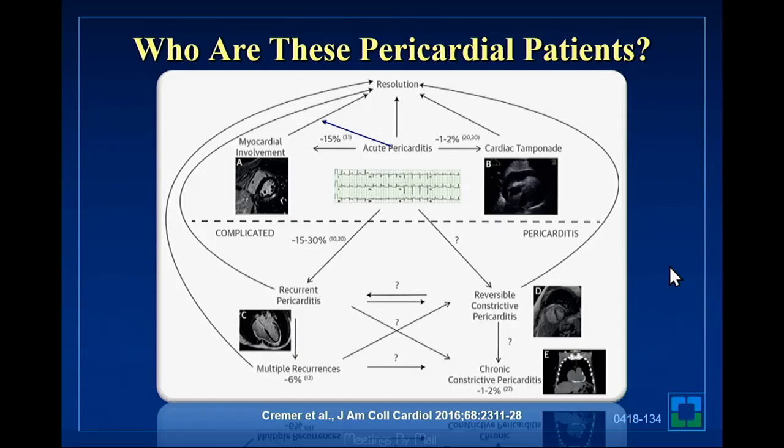Who comes to Weston in Florida or Cleveland Clinic North? Patients that have most acute pericarditis will resolve, 80% will resolve, but there'll be a handful that get complicated. A third will get recurrent, 6% multiple recurrences, and then there'll be a few percent that have this constriction, this inflammatory constriction, and a few end up calcific.